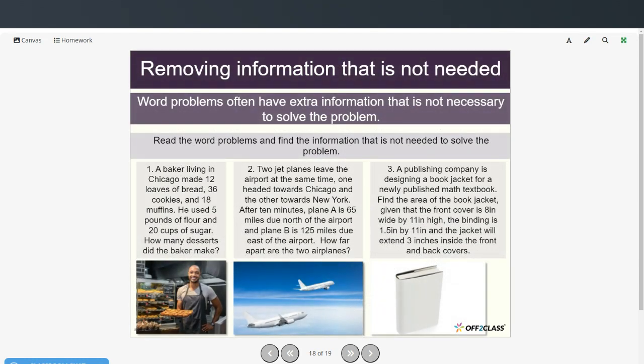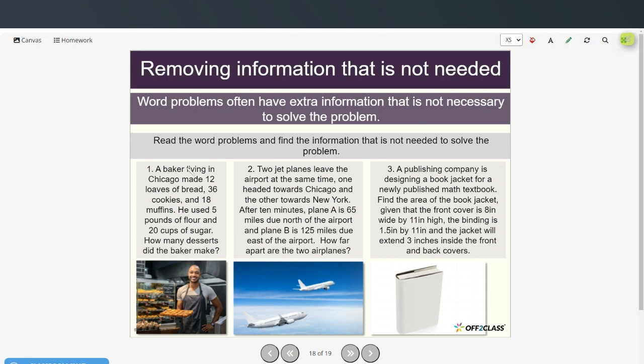All right, removing information that is not needed. So word problems often have extra information that is not necessary to solve the problem. So read the word problems and find the information that is not needed to solve the problem. So a baker living in Chicago made 12 loaves of bread, 36 cookies, and 18 muffins. He used 5 pounds of flour and 20 cups of sugar. How many desserts did the baker make?